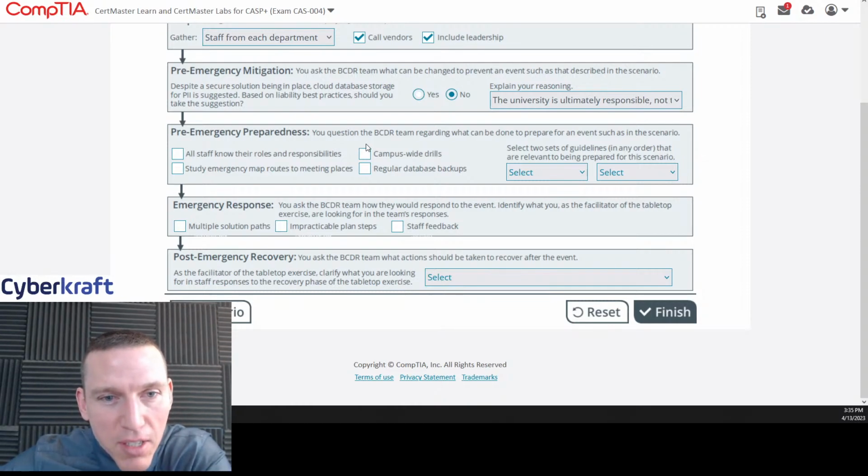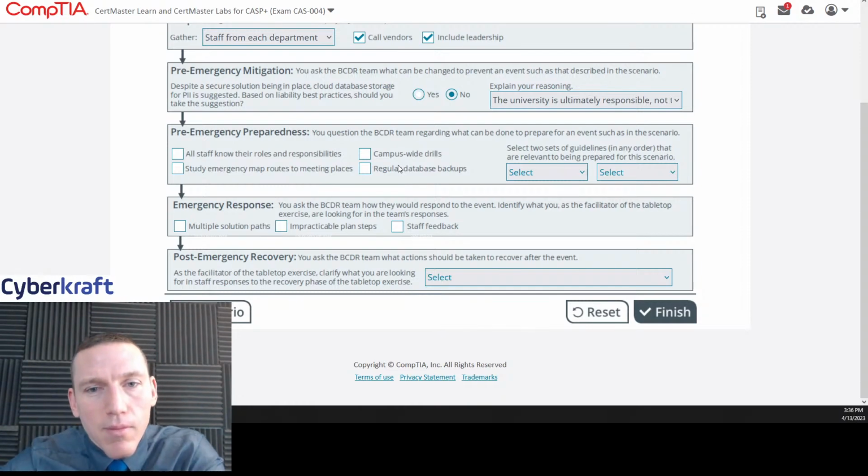Pre-emergency preparedness. You question the BCDR team regarding what can be done to prepare for an event such as in the scenario. Okay. So all staff know their roles and responsibility. Campus-wide drills. Study emergency map routes to meeting places. Regular database backups. Okay, this doesn't make sense, but I think we can make a guess at what the question's trying to ask, which is this, do we want to include these things in the BCDR plan?